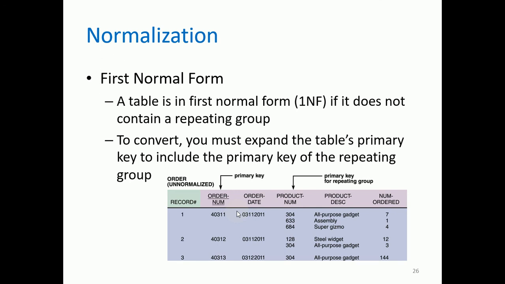Okay, so first we have the first normal form. A table is in first normal form, or 1NF, if it does not contain a repeating group. To convert to 1NF, you must expand the table's primary key to include the primary key of the repeating group. So this is the unnormalized table that is available from the user. We have order number as the primary key, and then you're going to identify another primary key for the repeating group, for the product description, and of course the number ordered.